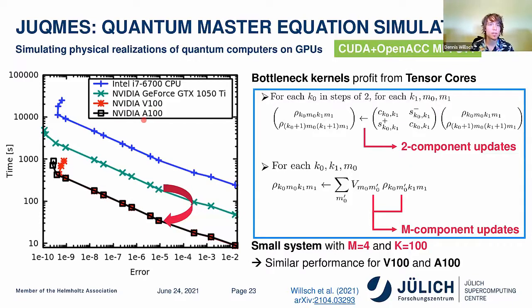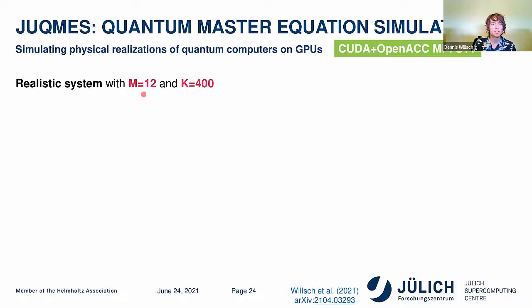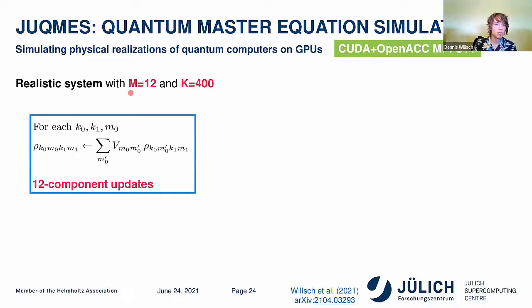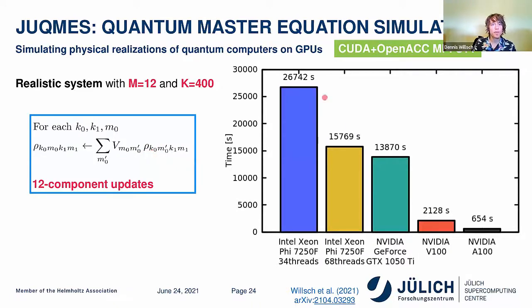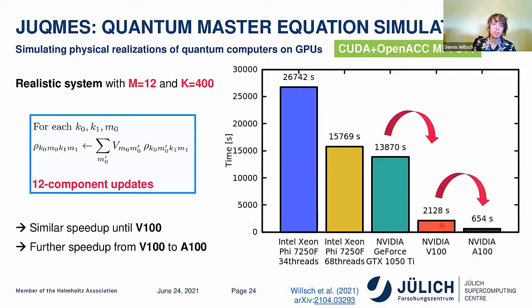But what if we go to a realistic system now? So let's look at a system with 12 levels for each of the qubits. And as a reminder, now we have to do those 12 by 12 matrix updates on this tensor of complex numbers. And now we can see the difference. So as we go from the CPU to the GPU, there's an improvement of a factor of 2 roughly, but if we go to the V100, we have an improvement by a factor of 10. And then also, if we go to the A100, we have an improvement by another factor of 3. So here we can see that NVIDIA actually did do a good job in building those GPUs.